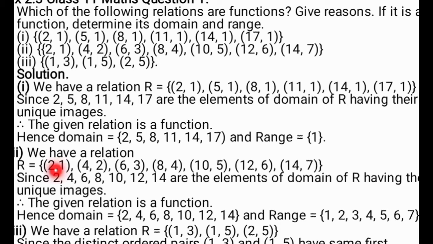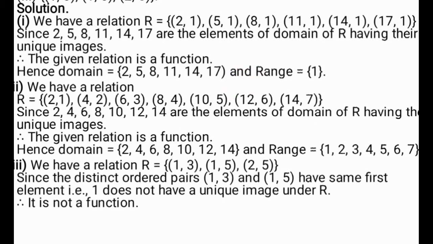Second one: {(2,1), (4,2), (6,3), (8,4), (10,5), (12,6), (14,7)}. Here 2, 4, 6, 8, 10, 12, 14 are the elements of the domain having their unique images. Therefore, the given relation is a function. The first elements are the domain, the second ones are the range.